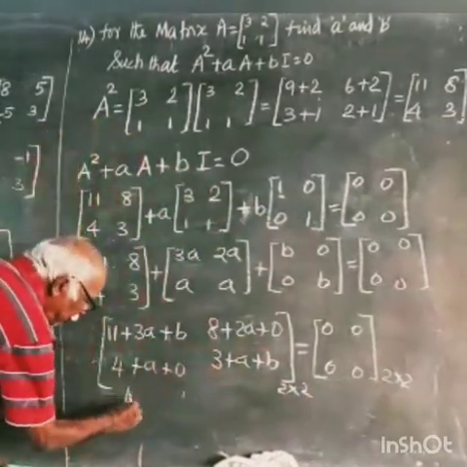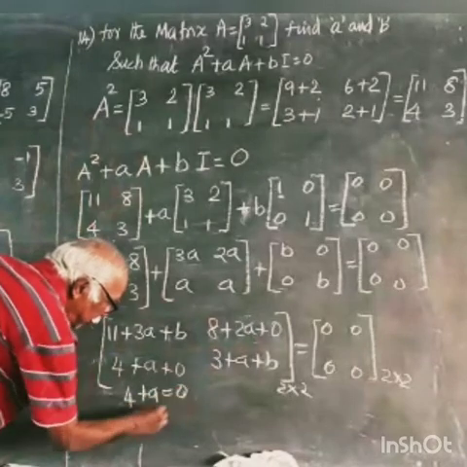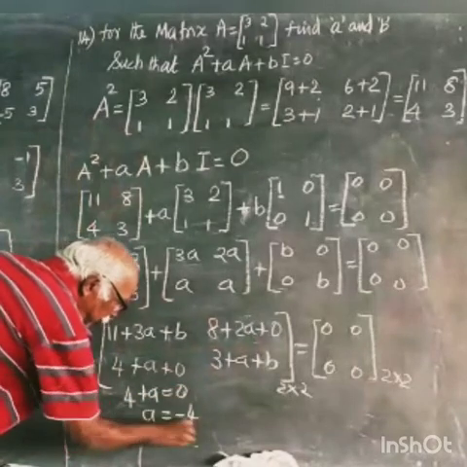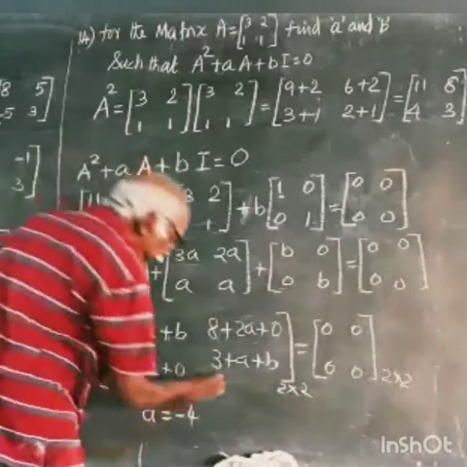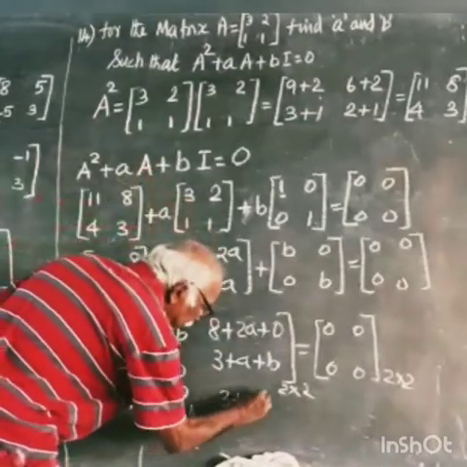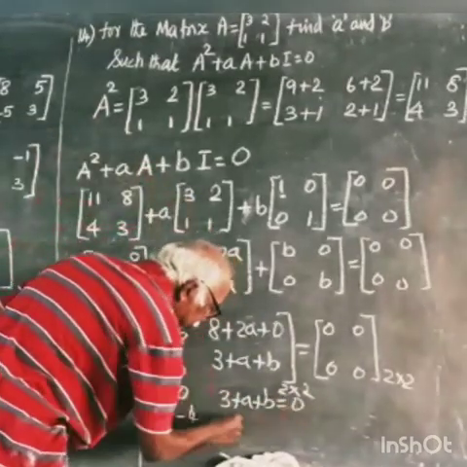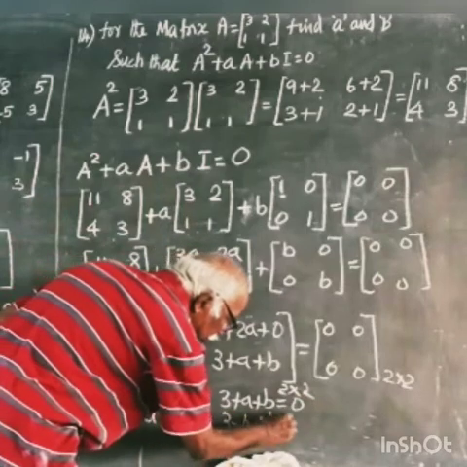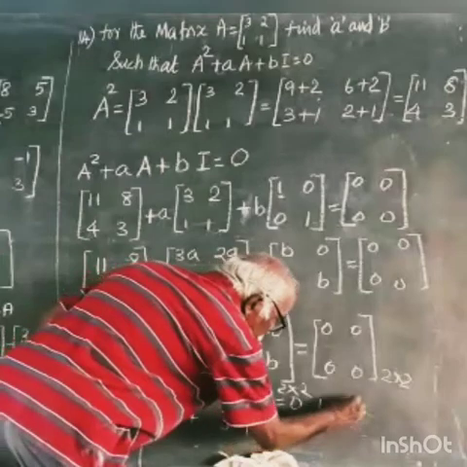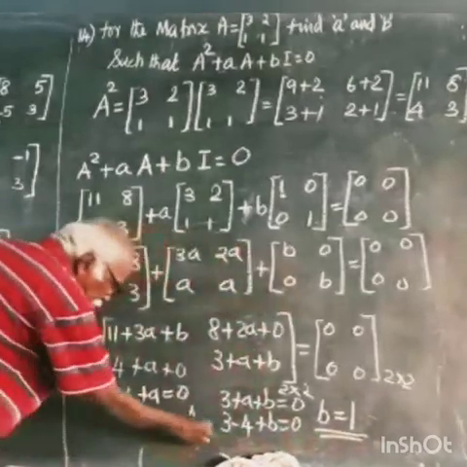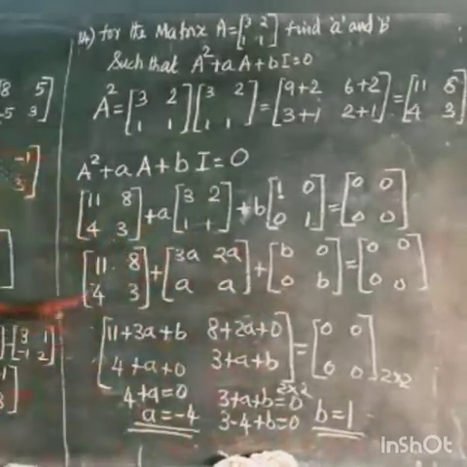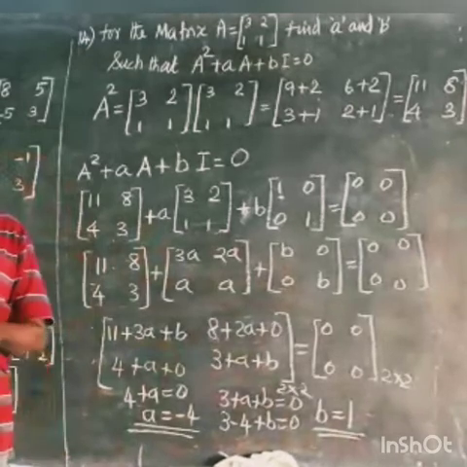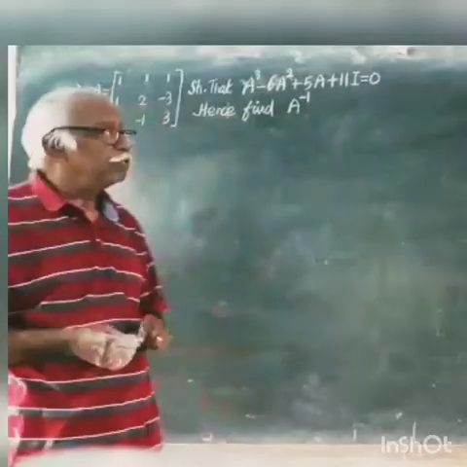Therefore, 4 plus a equal to 0. A equal to minus 4. 3 plus a plus b equal to 0. 3 minus 4 plus b equal to 0. Therefore, b equal to 1. Therefore, b is 1 and a is minus 4. So we have got two sums. We will do the next ones in the next video.